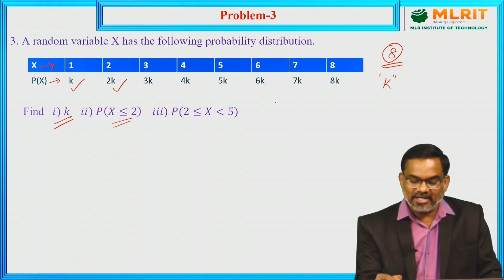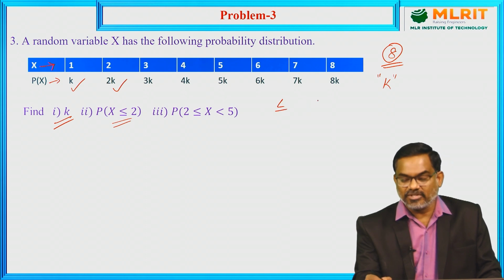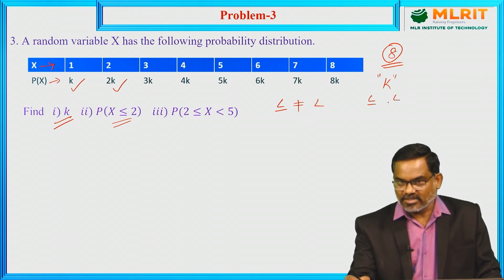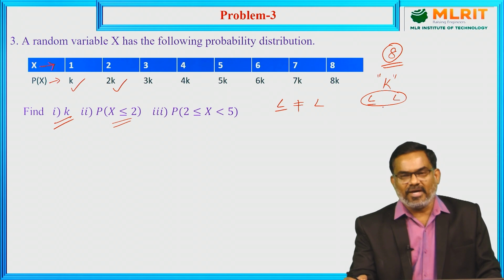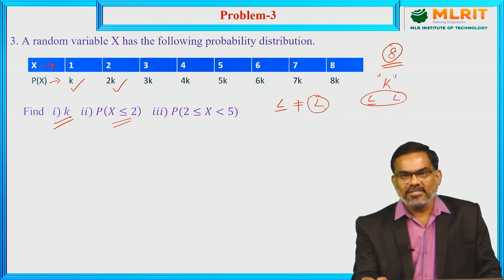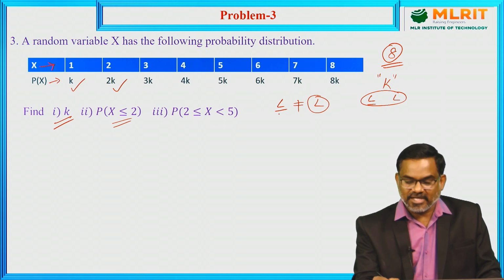Here in the discrete case, less than or equal to is not the same as less than. These two are not the same. Whereas in the continuous case, less than or equal to and less than are the same, as X takes an infinite number of values. But here strictly less than means excluding that value. Less than or equal to is including the value.